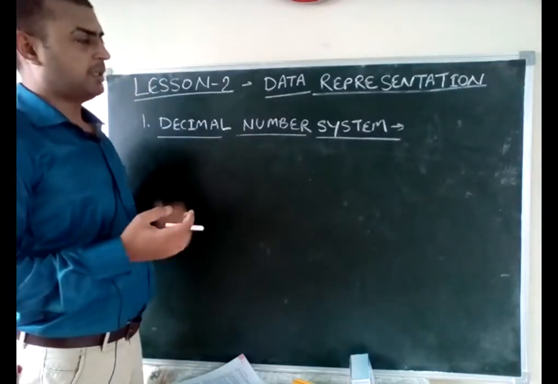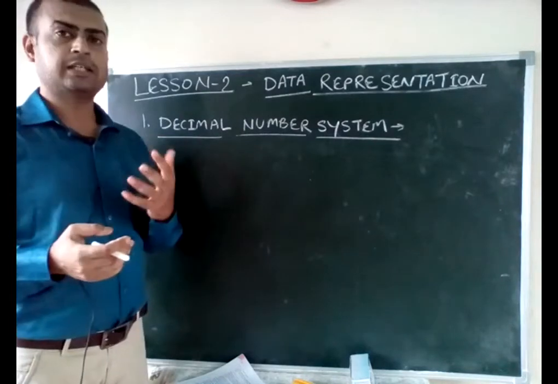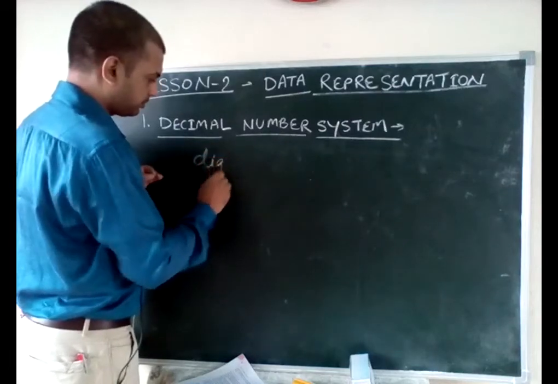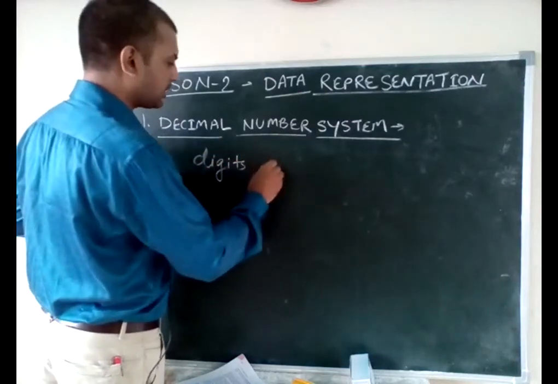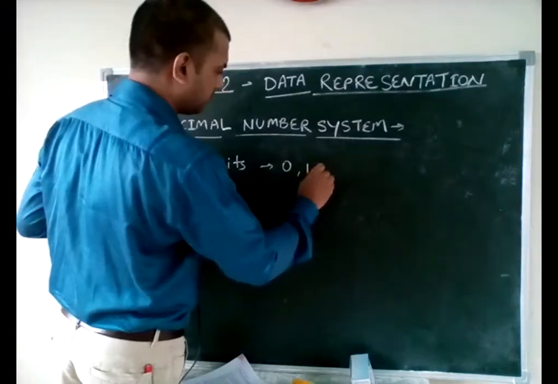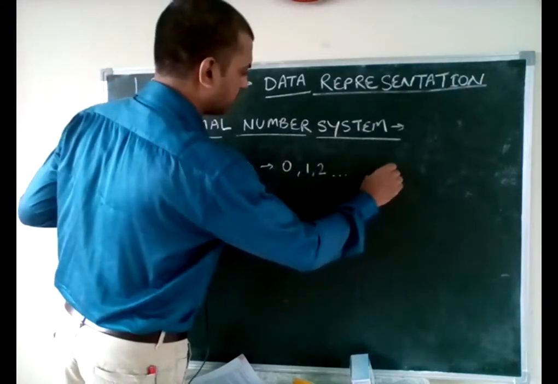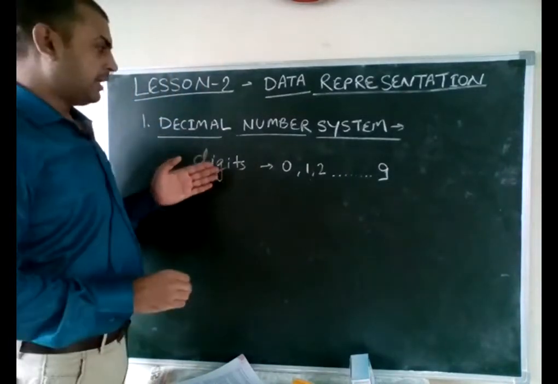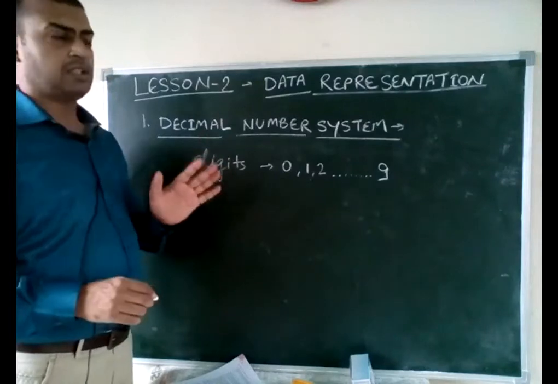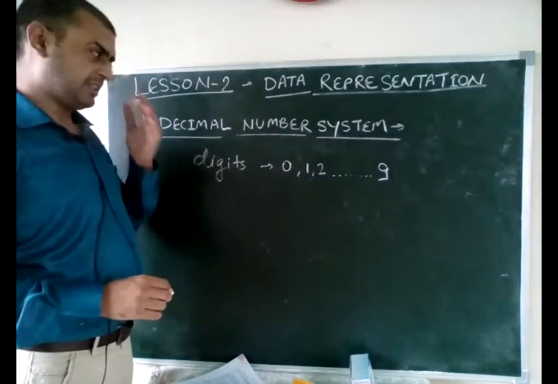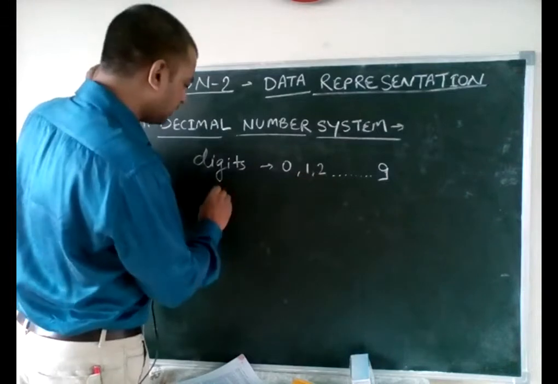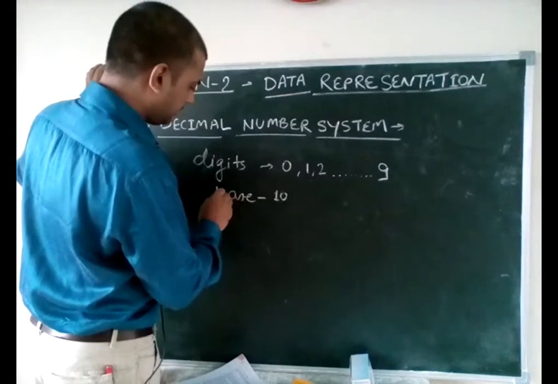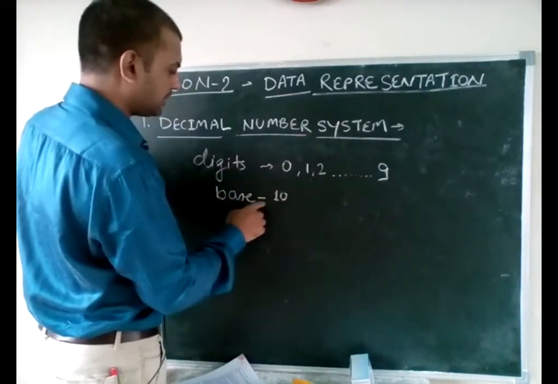Decimal number system is represented with the 10 digits 0 to 9. Means if I am talking about digits, then 0, 1, 2, like this it will go to 9, means total it will be 10 digits. In these 10 digits, the number of digits is called base, means how many digits are there. Here we can see 10 digits, so its base is 10, means the decimal number system is having the base 10.